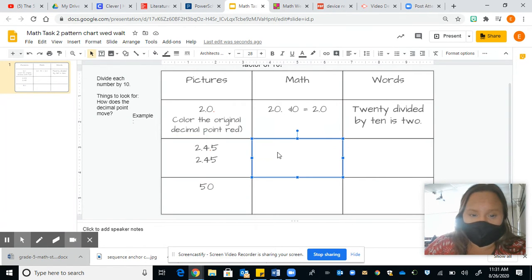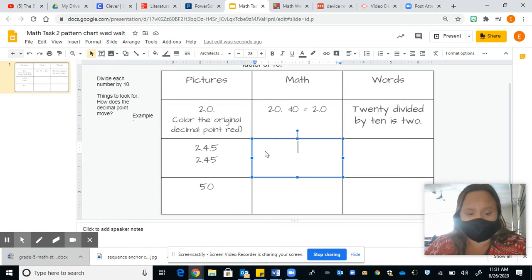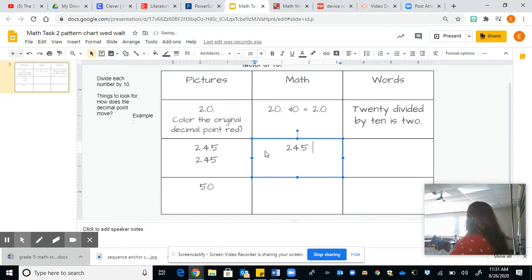Now we're going to move over to the math. So we know our original number was 24.5. So I'm just going to go ahead and put that on. What's the rest of that math? 12. 25.